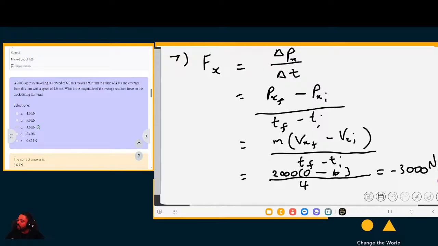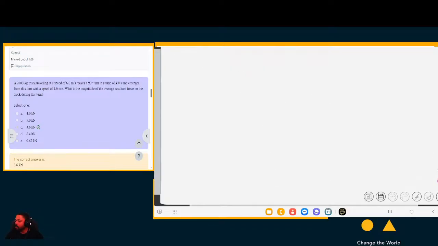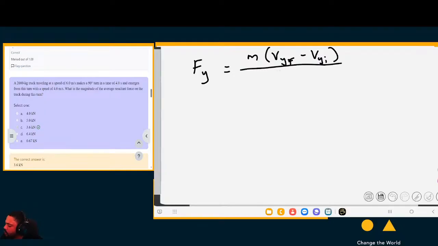Now, what is the average force in the y direction? Same concept. Let me just write down the final formula. We've already derived the formula, so it's going to be the mass multiplied by the final velocity in the y direction minus the initial velocity in the y direction, over the change in time. Okay, so the mass is 2000.